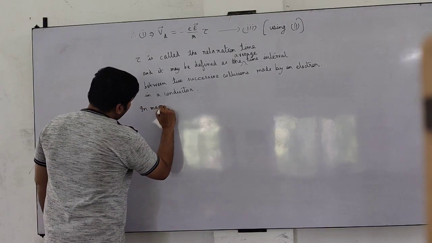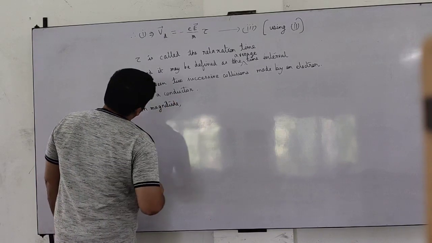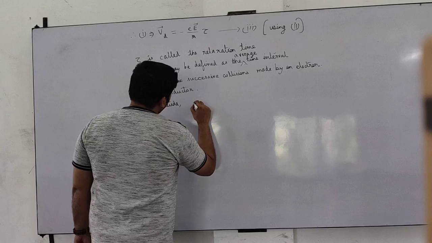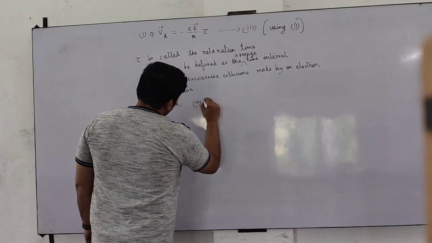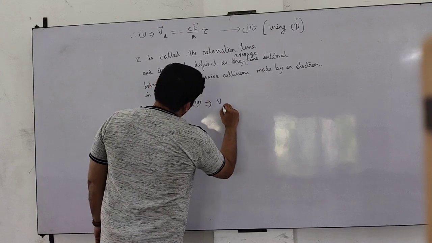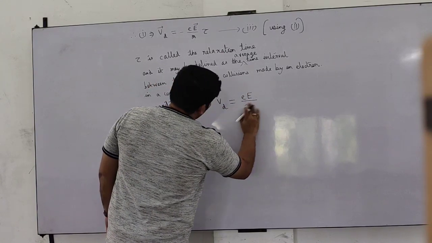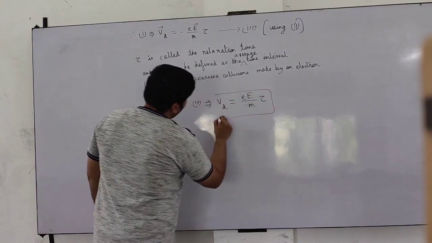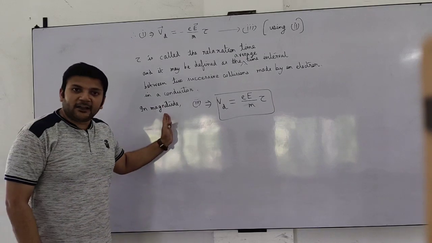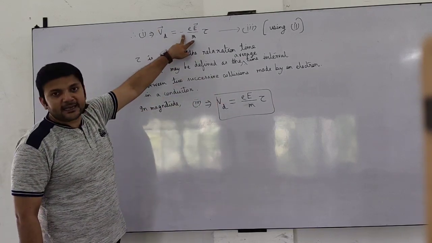In magnitude, equation 3 implies Vd is equal to E tau by m. In magnitude form, we have removed the vector sign as well as the negative sign.